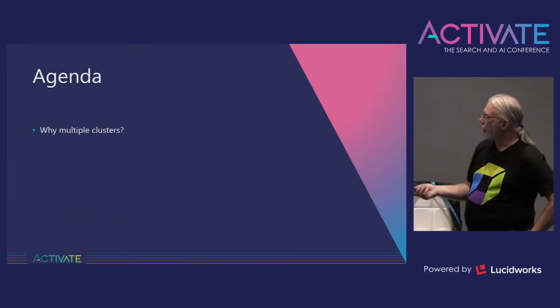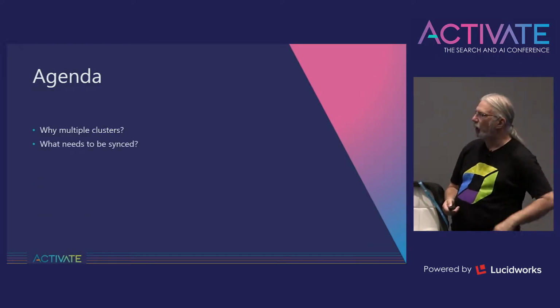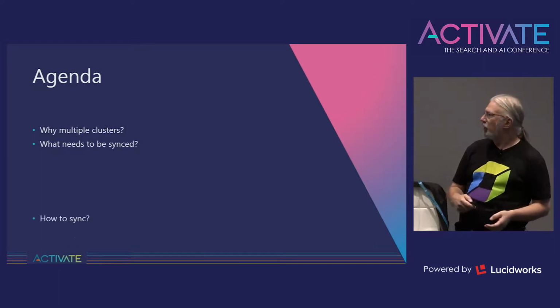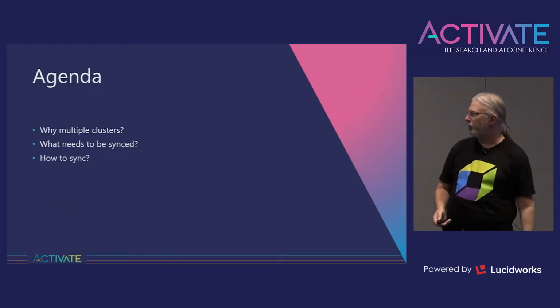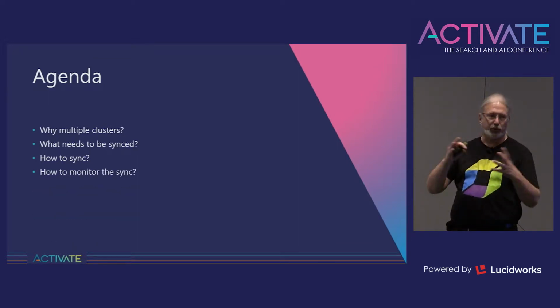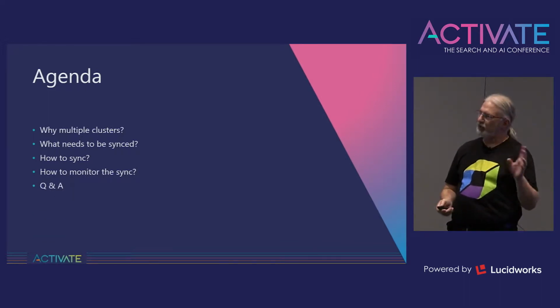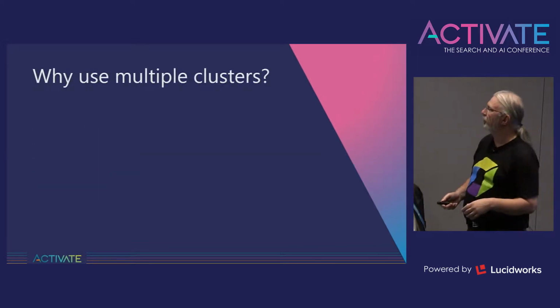First things first, we're going to talk about why you want to use multiple clusters for search. We're going to talk about what data needs to be synchronized between those clusters. We're going to talk about how to sync that data between clusters. And finally, how to monitor those sync operations and make sure that the synchronizations are taking place as you want. And it's kind of hopeful that we'll have some time for Q&A, as a function of how fast I can get through this.